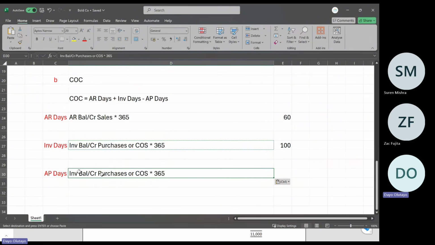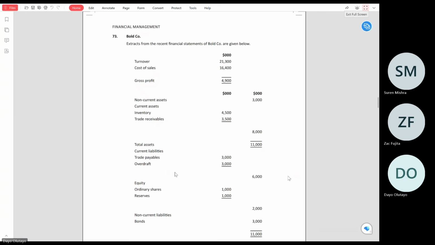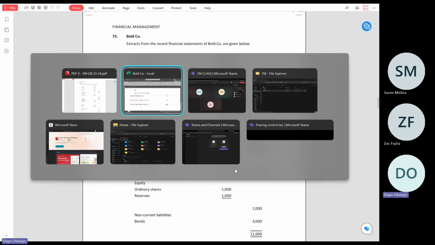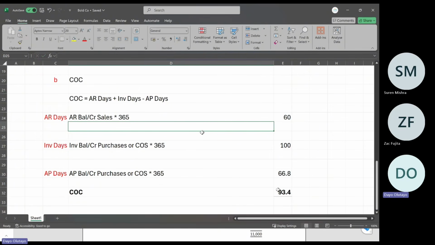Then AP days is similar to inventory days. The only difference is that now it's going to be dealing with AP days. So AP balance is 3,000 divided by 16,400 multiplied by 365. Account receivable days plus inventory days minus account payable days. So we have 93.4 days, and that is the B part of the question.